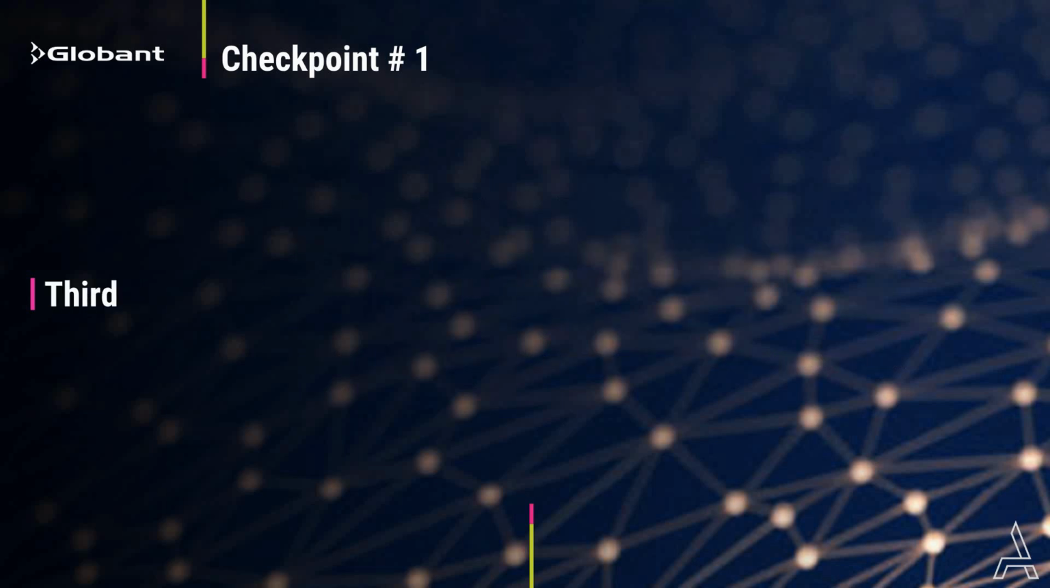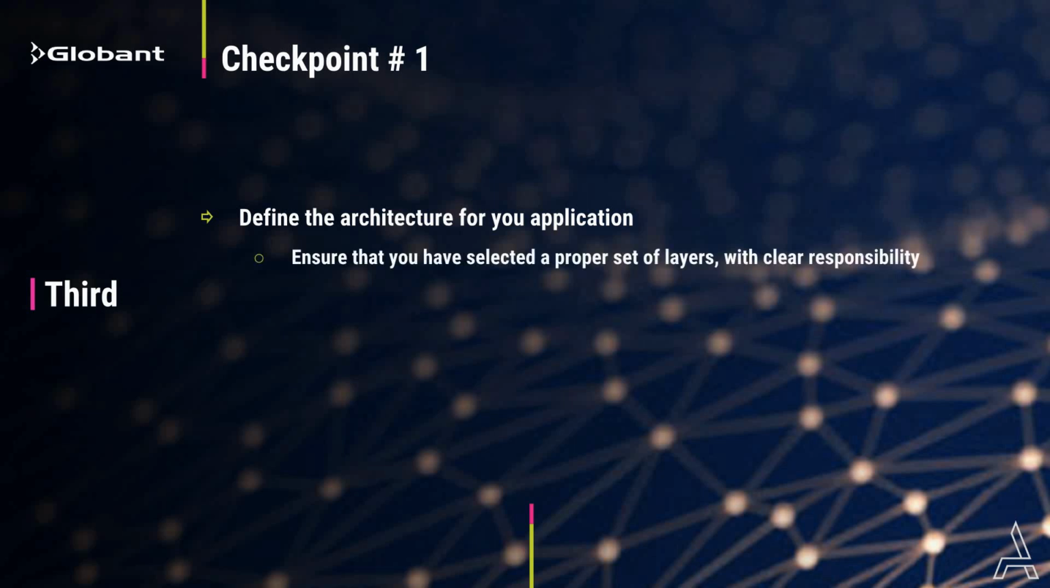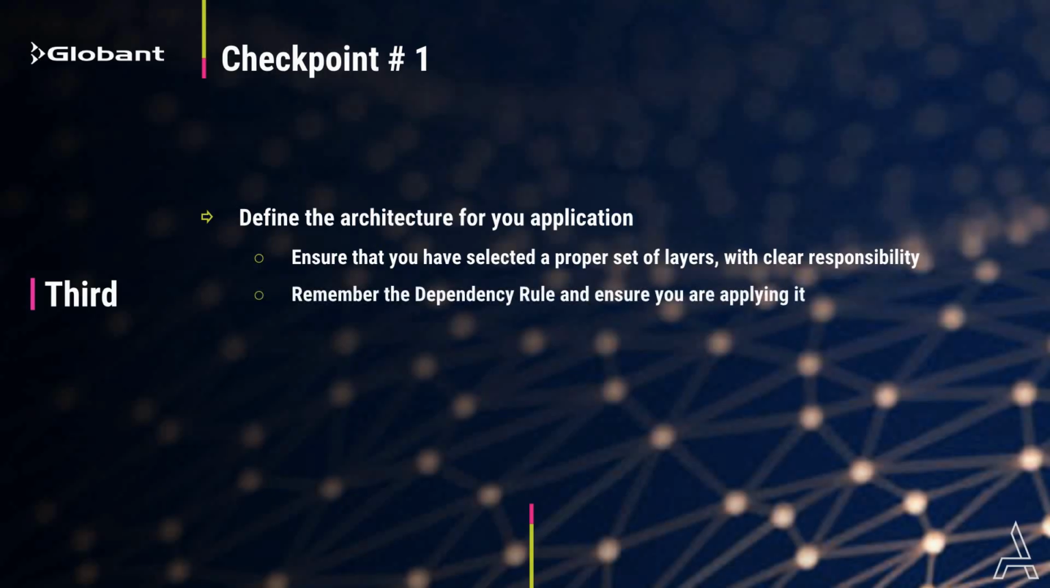Once we have defined our domain model and an initial ubiquitous language, then it's time to define the architecture for your application. Here you have a short checklist to help you with this task. Ensure that you have selected the proper set of layers and that those layers have a clear responsibility. Remember the dependency rule and ensure you are applying it.